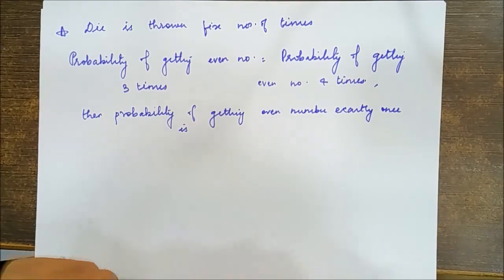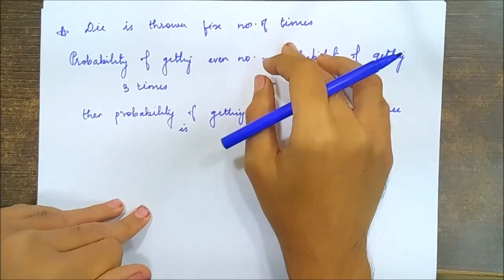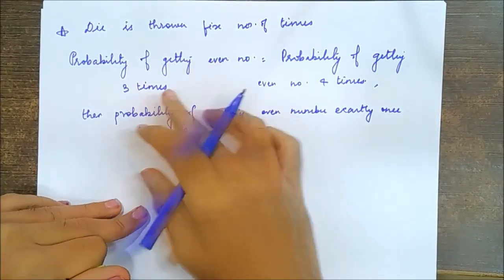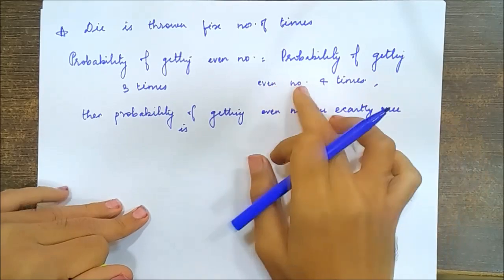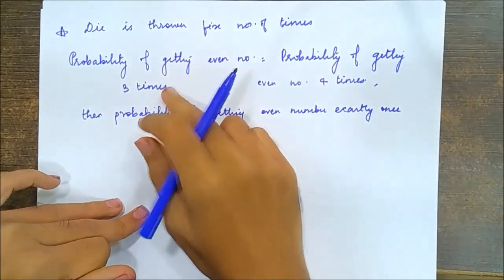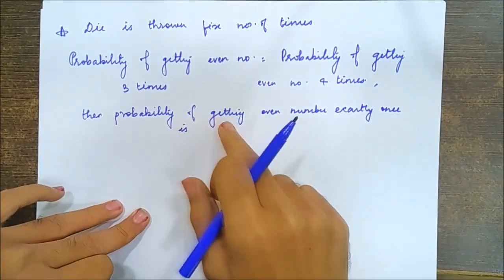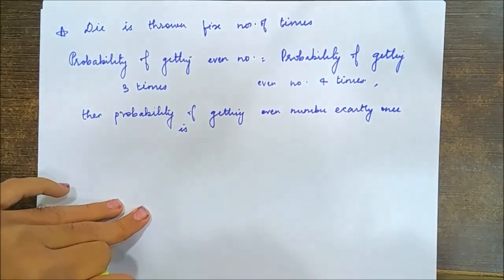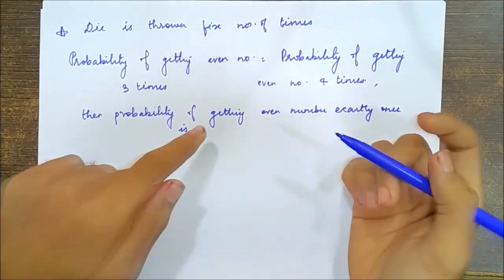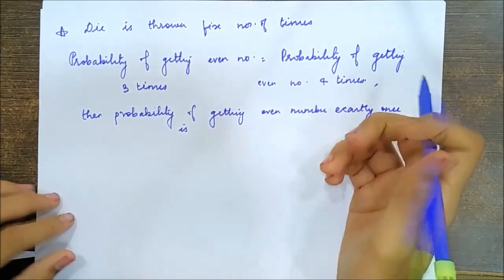So now we'll consider one more example where a die is thrown a fixed number of times, and the probability of getting an even number 3 times is equal to the probability of getting an even number 4 times. So we have been given this condition. Then the probability of getting an even number exactly one time is... So what we have to find is the probability of getting an even number exactly once.